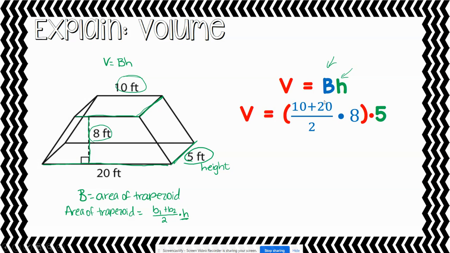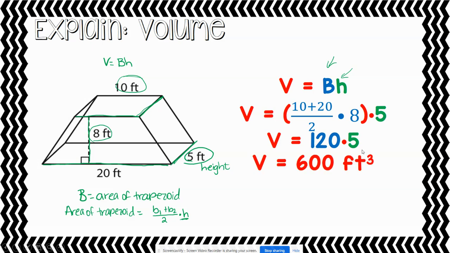Now, when I solve this, I'm going to do 10 plus 20 first, which is 30. And then I would do 30 divided by 2, which is 15. Next, I would do 15 times 8, which would give me 120. So the last thing that I would do is multiply 120, because that would be my area of my base, times 5, the height of my prism, to get 600 feet cubed.